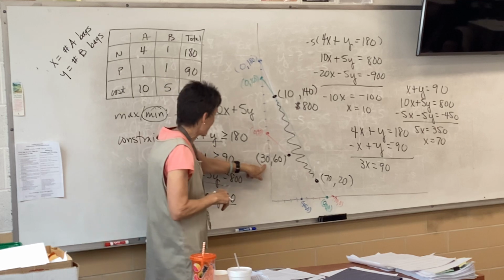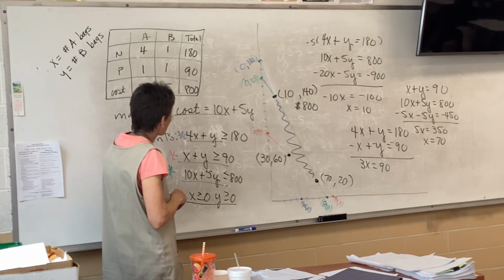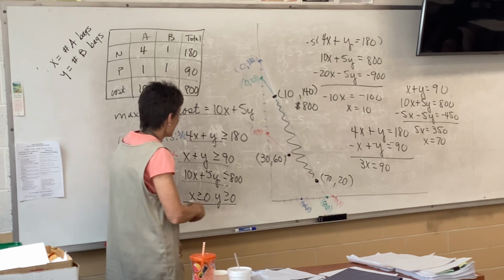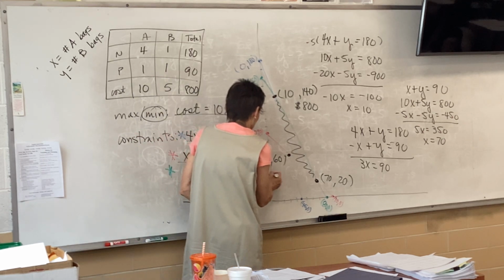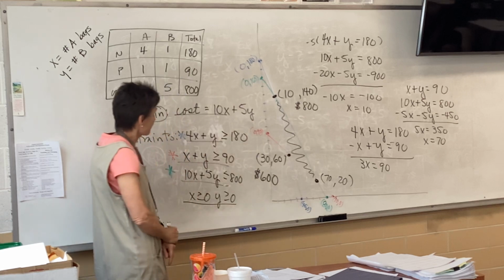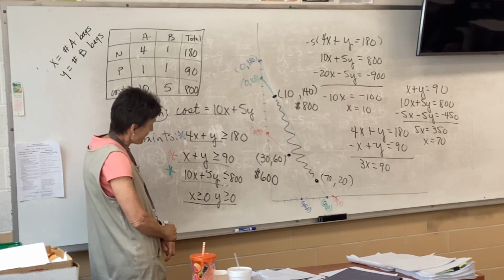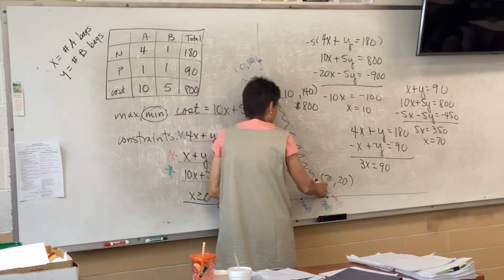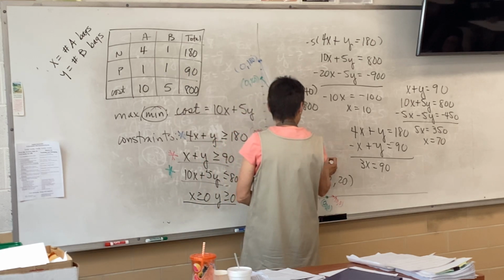All right, what about here? 30, 60. 600. 600. Thank you. And what about this point? 800 again.